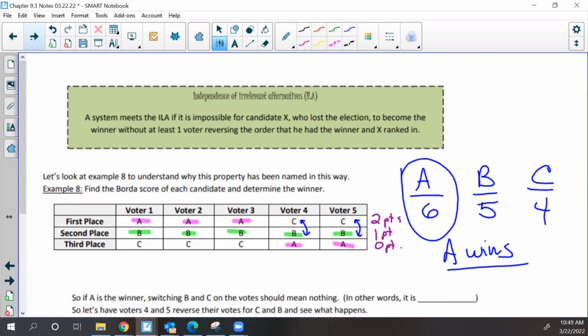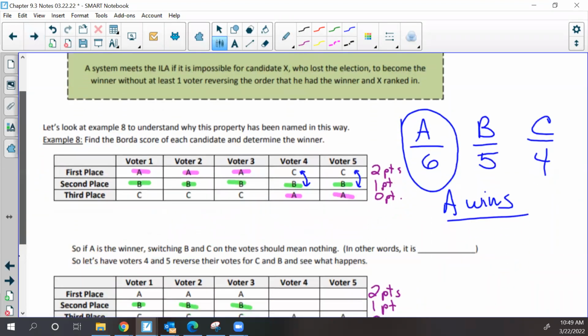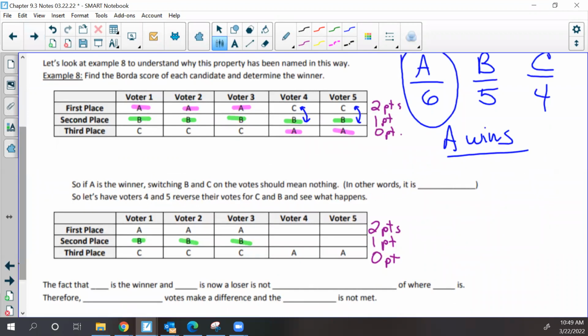But this is what we're going to do. Instead of having this voter vote for candidate C first and candidate B second, we're going to switch this. We're going to switch from C, B to B, C. And same thing with voter five. Both of those are going to change. So that's the example you're going to put down here. Everything else is the same. The only thing I changed is the order of these last two votes.